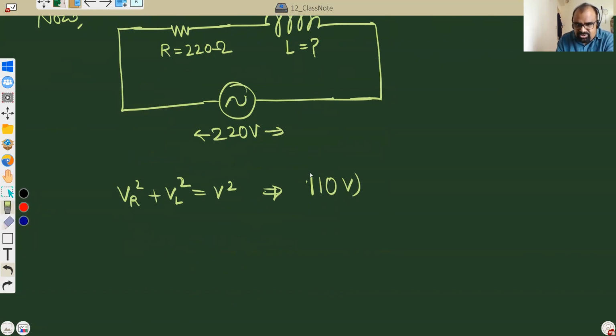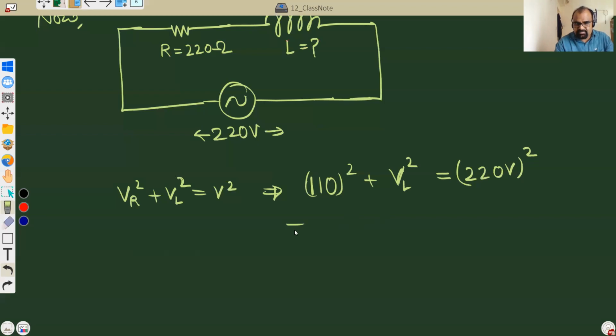So 110 volt square plus VL square, or maybe no, it is not wastage of effort. Actually, it will be needed. Is equal to V square, V is 220 volts. Correct. So from here we get VL as 110 root 3 volts. I did this calculation a little fast.